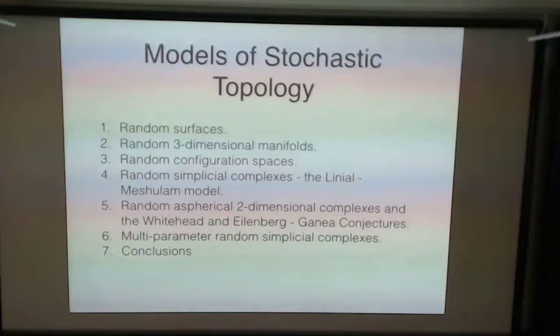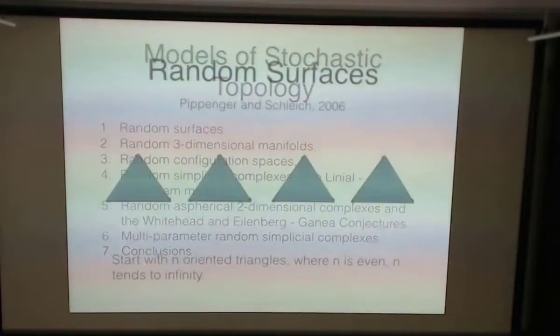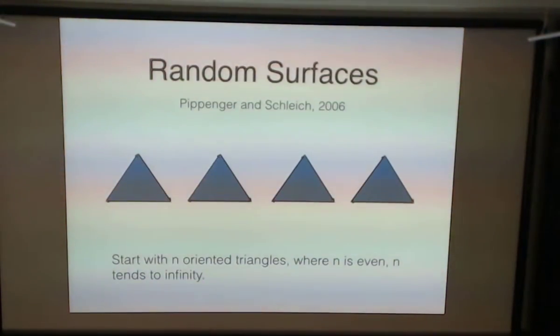We'll start with random surfaces. This was developed by Pippenger and Schleich, published in 2006, and this model is the following. We start with n triangles. Each triangle is oriented, and we assume that n is even. The number of triangles is even. It's a technical assumption, it's important. And n is large, n tends to infinity.